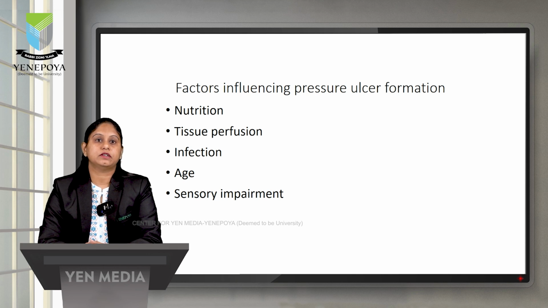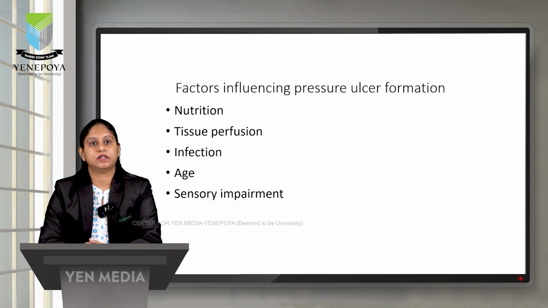Infection. Infection of the skin and other conditions can worsen the condition. It requires appropriate treatment to minimize the rate of complications. Age. Elderly people especially are more prone to the development of pressure ulcers. Sensory impairment, which includes patients who have impaired sensory function, who are unconscious, paralyzed and unable to express their discomfort and pain.